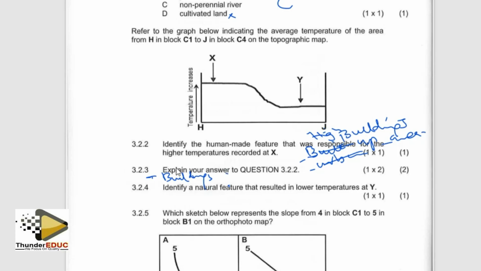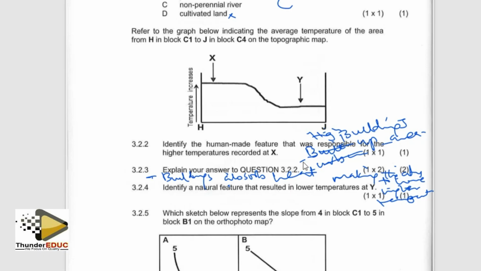So the high buildings, which is the built-up area. So we say buildings absorb heat, making the city hotter. Buildings absorb heat, making the city have higher temperatures. Okay, identify the natural feature that resulted in lower temperatures at Y.